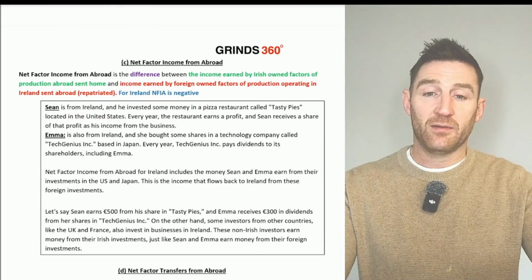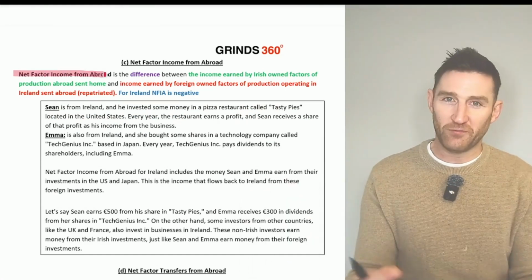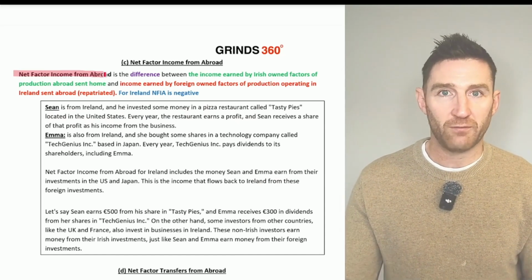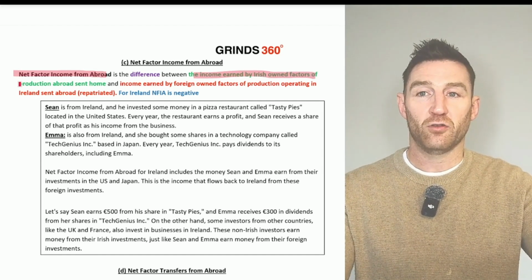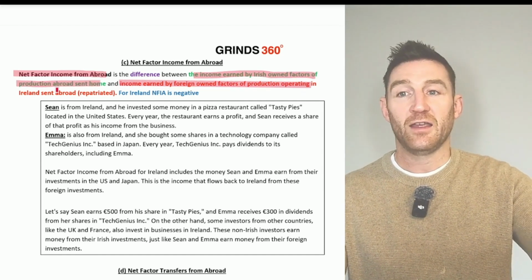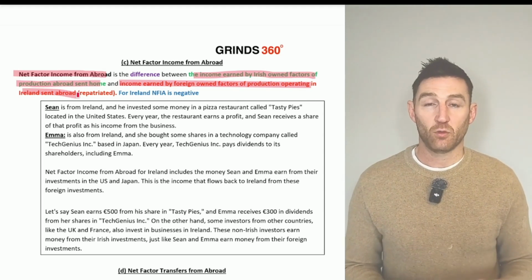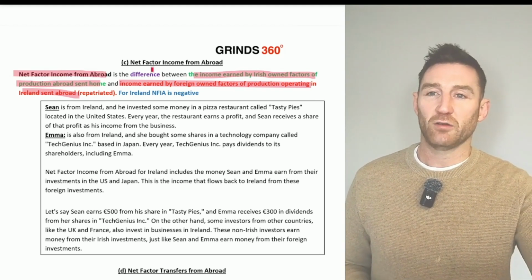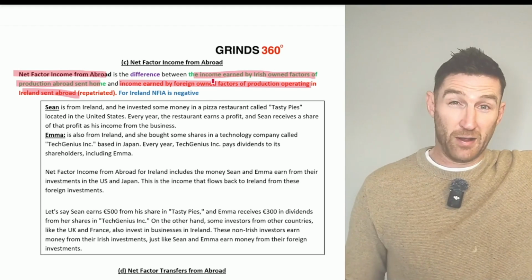Next part on it then is net factor income from abroad, and this is one that hopefully we should be familiar with again from having studied national income. So this is just the difference between the income earned by Irish-owned factors of production and sent home, and income earned by foreign-owned factors of production operating in Ireland and sent abroad. Remember, it's always a negative in Ireland. So net factor income from abroad is always a negative. So when we say here, it's the difference between the income earned by Irish-owned factors of production and sent home, and the income earned by foreign-owned factors of production here and sent back home.